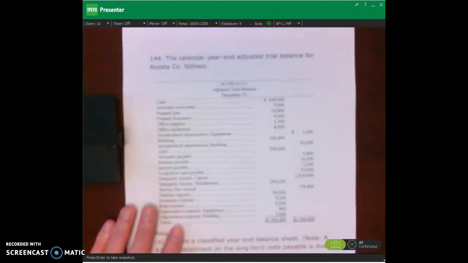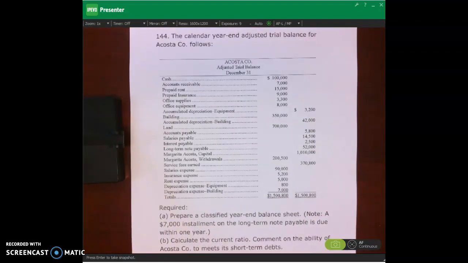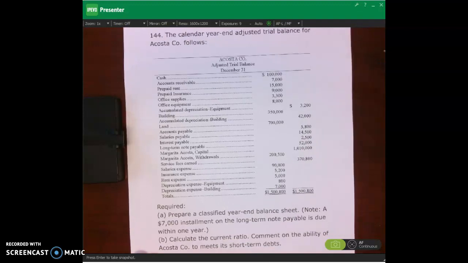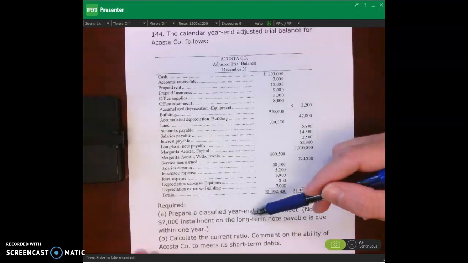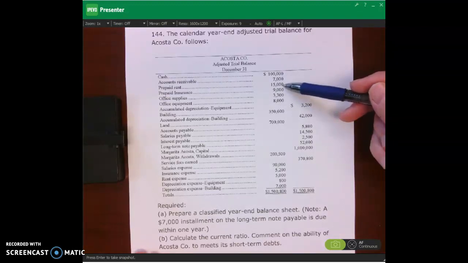So here's what I want you to do. Using the classified balance sheet from 2 pages ago in your course pack, I want you to take this adjusted trial balance and go ahead and prepare a classified year-end balance sheet. So for example, cash would be a current asset, accounts receivable is a current asset, prepaid rent, current asset.